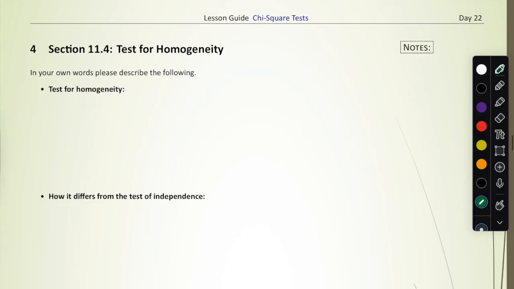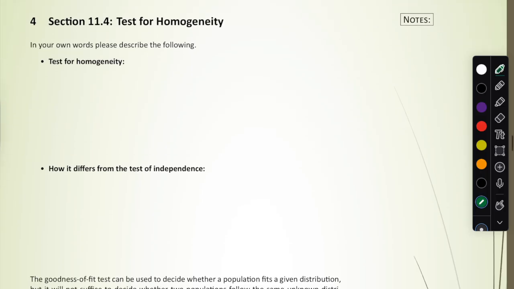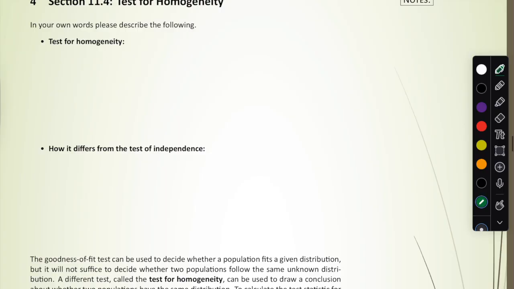Okay, let's go on to a test for homogeneity. All right, so the test for homogeneity, I'll just give you the Reader's Digest version here. I really do want you to read the beginning section, and section 1.11.4, and it isn't long, but basically the test for homogeneity deals with two populations and one categorical variable. Okay, that's the most important thing.